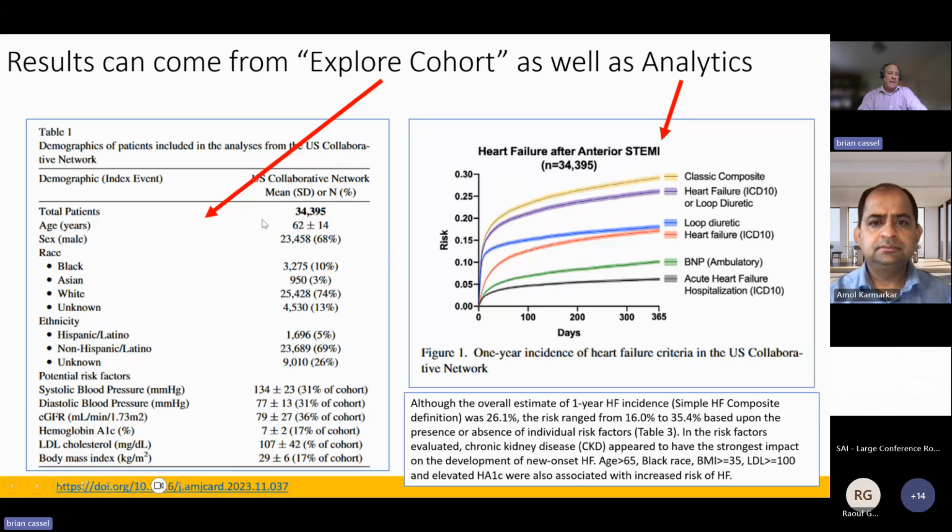But of course, table 1 in any article is going to be the description of the population or the sample. And you can get all of these data points for such a table, not from the analytics per se, but from an option before you go over into analytics of Explore Cohort.